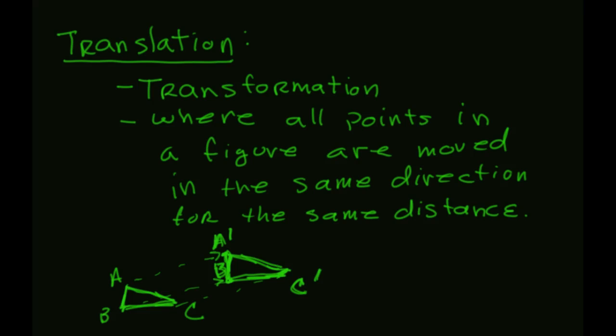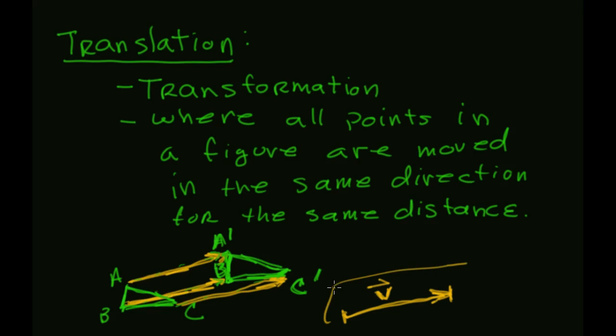Now, here's the note. That motion, that motion, and that motion all have the same motion. And they all are moving along the same vector. They've moved the same distance, and they've moved in the same direction. Aha! So there's a connection here between this idea of a vector and the idea of a translation. And in fact, we typically describe a translation using a vector. So let's go ahead and do that.